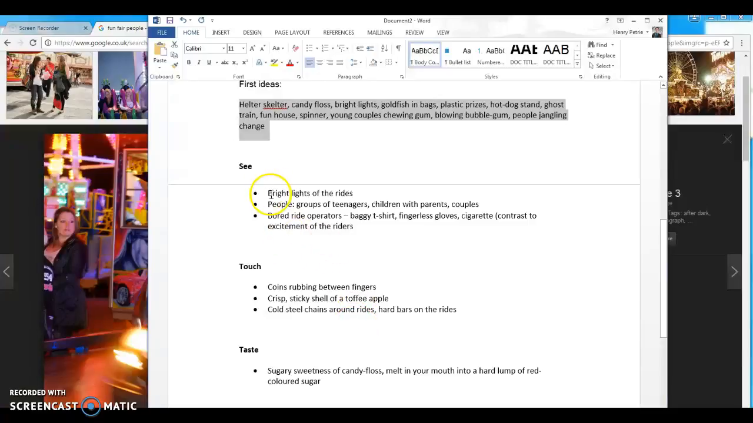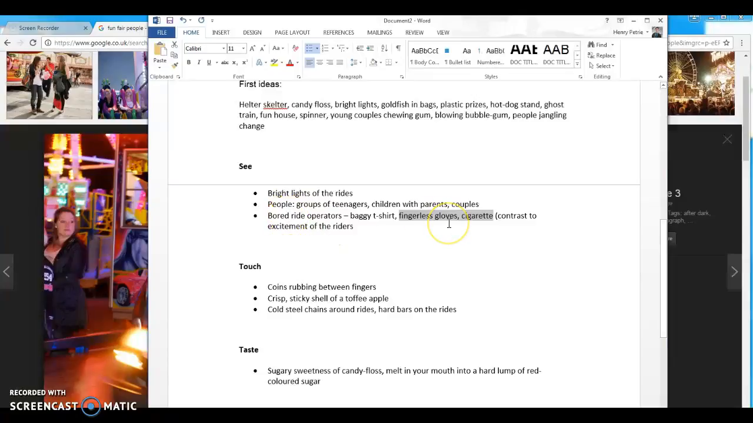So things I can see are the bright lights of the rides, and the different sort of people there. We've got the groups of teenagers, the children with their parents, and the couples. I think they're the sort of main 3 groups we'll have. We'll also have the ride operators. And I started to think about what they might look like if we're just being very stereotypical. They maybe got a kind of baggy t-shirt on, and fingerless gloves, those are kind of the clothes I'd picture, and maybe smoking a cigarette and looking quite bored.